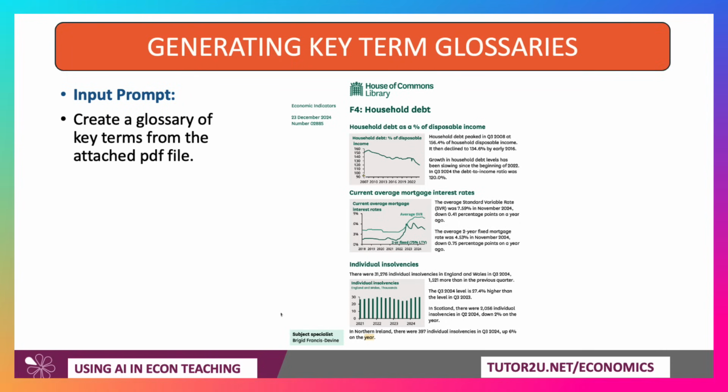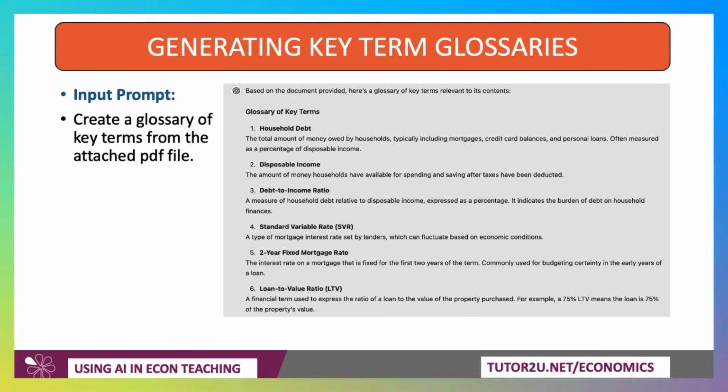Generating key term glossaries. House of Commons Library on the right-hand side there, they do regular updates on the UK economy. Here's one on household debt from just before Christmas. So my input prompt was: create a glossary of key terms from the attached PDF file. This is what comes up. Based on the document provided, here's a glossary of key terms relevant to its content. Some nice, good, simple definitions. You might have, for example, quite a complex document, a Bank of England inflation report, or whatever it is, and you want to tease out of it, using AI, the key economics terms. 10, 20, whatever it is.